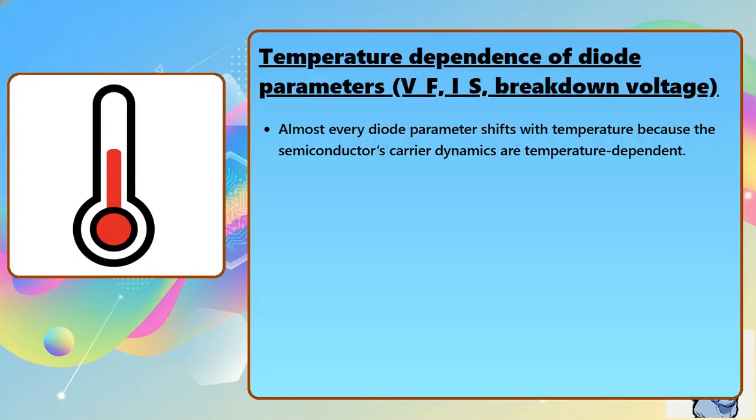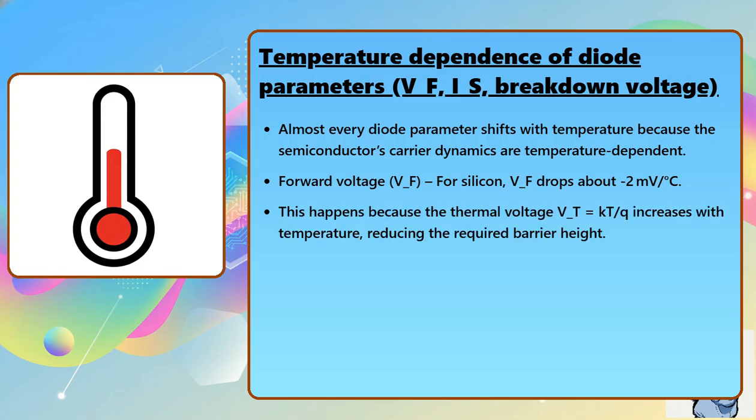Almost every diode parameter shifts with temperature, because the semiconductor's carrier dynamics are temperature dependent. Forward voltage, V sub F: for silicon, V sub F drops about 2 millivolts per degree Celsius. This happens because the thermal voltage V sub T equals kT divided by q, and increasing temperature reduces the required barrier height. Example: a diode with 0.7 volts at 25 degrees Celsius will be roughly 0.62 volts at 75 degrees Celsius.